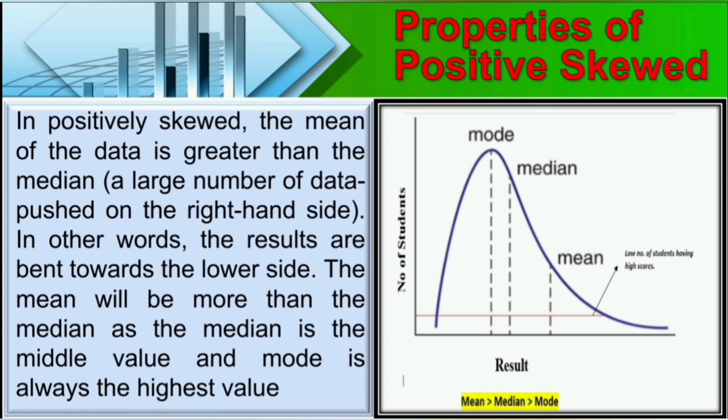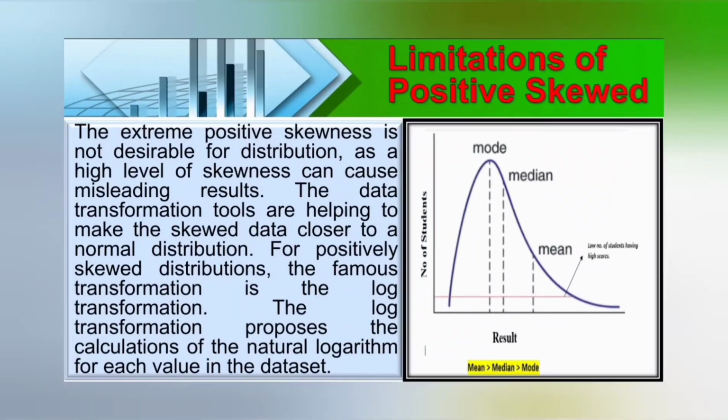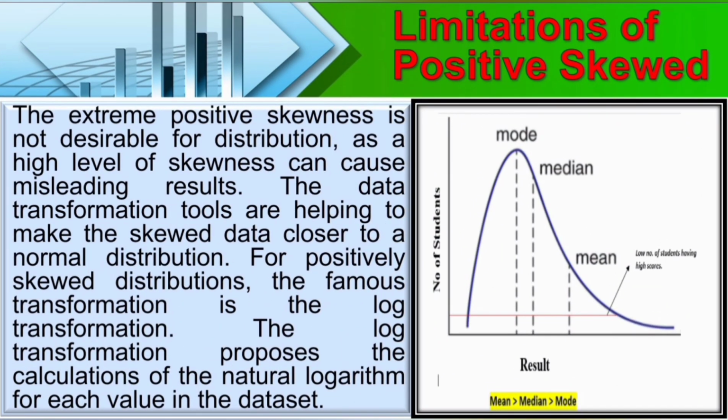The mean will be more than the median, as the median is the middle value and mode is always the highest value. Limitations of positive skew: extreme positive skewness is not desirable for a distribution, as a high level of skewness can cause misleading results. Data transformation tools help to make the skewed data closer to a normal distribution.